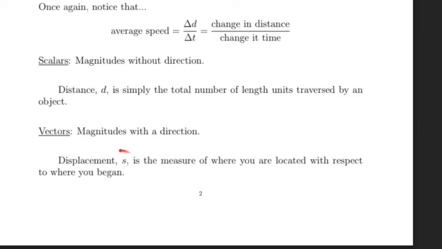And we use little italicized s to represent displacement. So it's the measure of where you are, with respect to where you began. So there's a direction implied there. Now, a lot of times a vector is represented with an arrow, where the tail of the arrow tells you where you started, and the head of the arrow, where you're pointing, shows you where you're at.